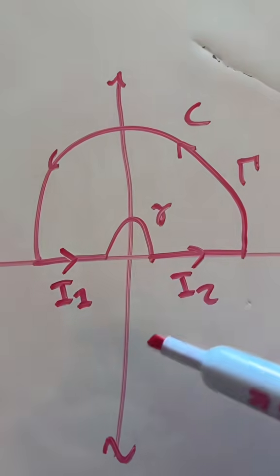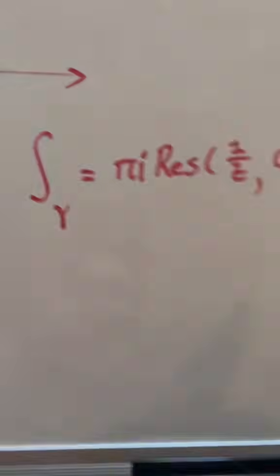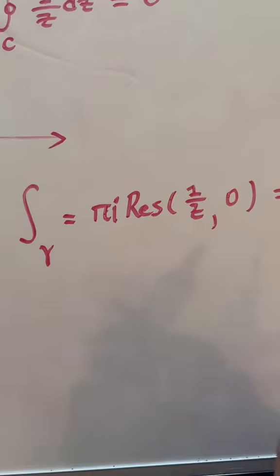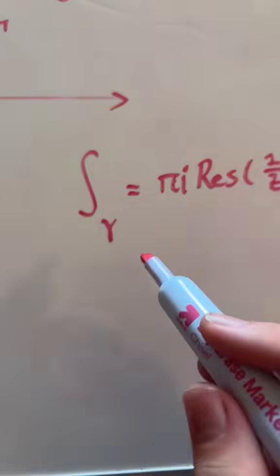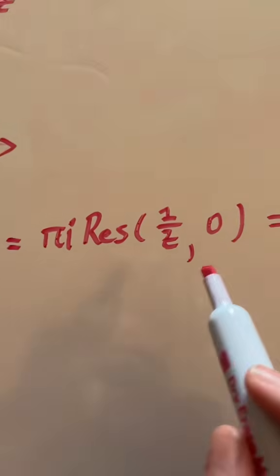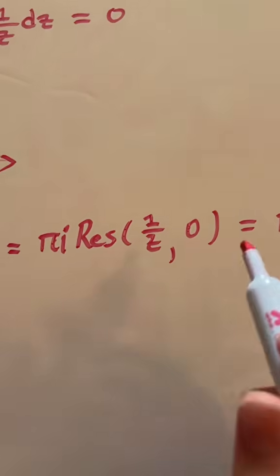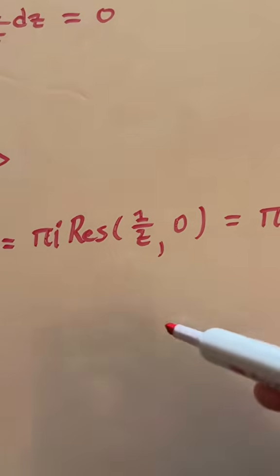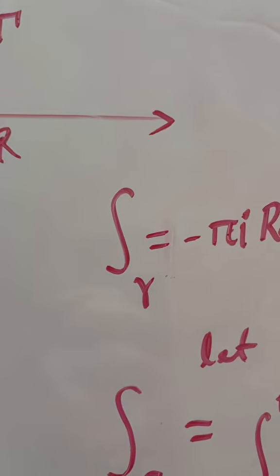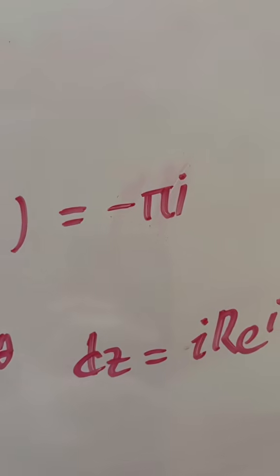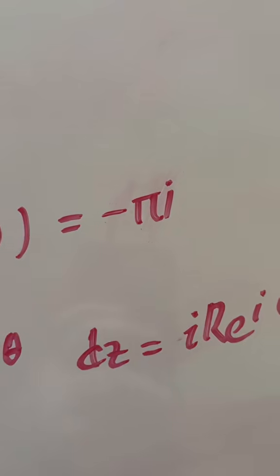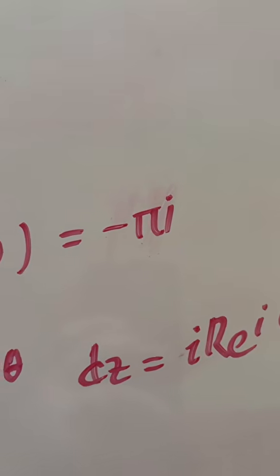Because little gamma is a semicircle around a pole, we can evaluate it using the fractional residue theorem, which tells us that the integral of little gamma is going to be pi I times the residue of 1 over z at 0, and we know that the residue of 1 over z is just going to be 1 because it's the coefficient of the 1 over z term. So the integral over little gamma will be negative pi I because we're going clockwise. If we were going counterclockwise, it would be pi I, but clockwise makes it negative.